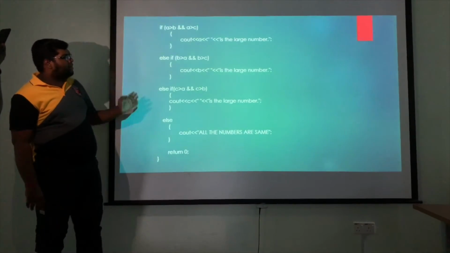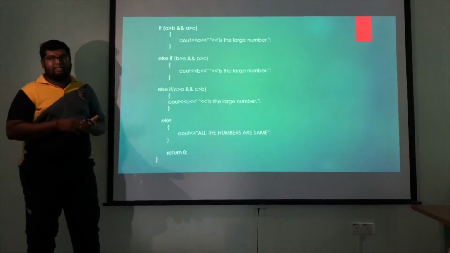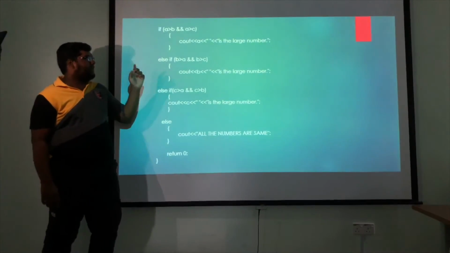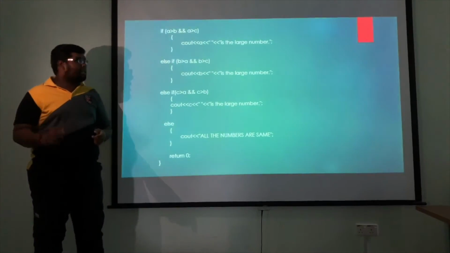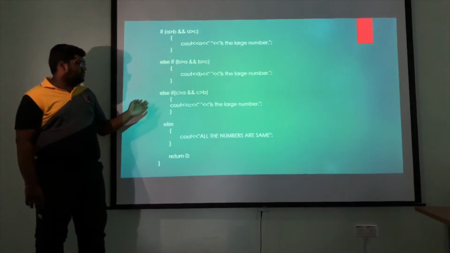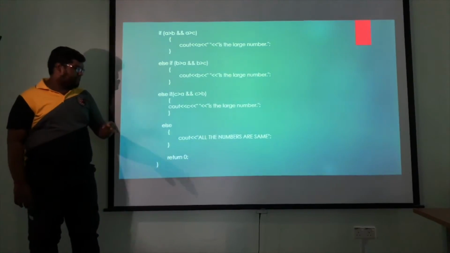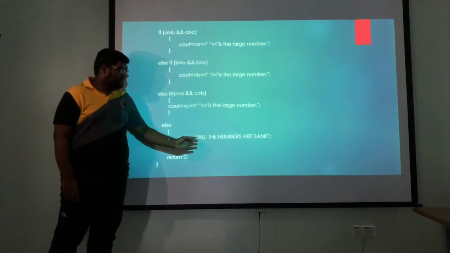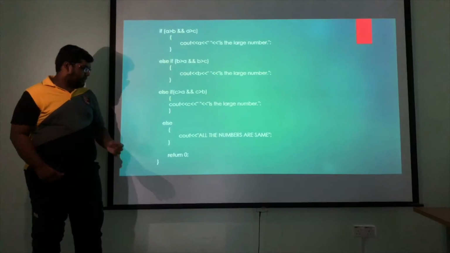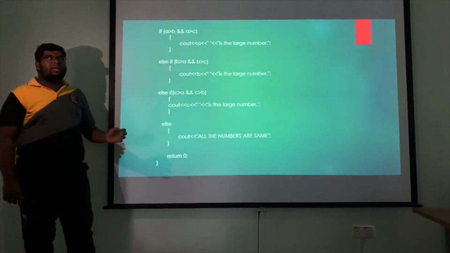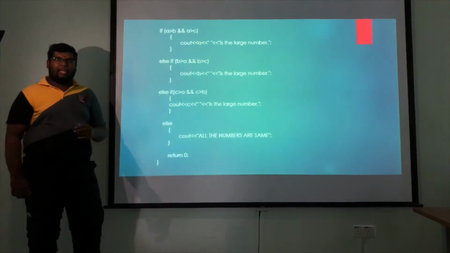Now there are several conditions in this program. If A is more than B and A is more than C, the output will be A is the largest number. Same goes for B. If B is more than A and B is more than C, B is the largest number. And same goes for C. If C is more than A and C is more than B, C will be the largest number. Else, cout all the numbers are same, which means A, B and C are the same numbers. And return 0. Return 0 tells us that it was successfully executed.